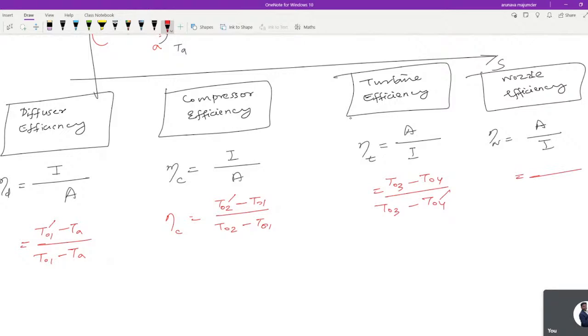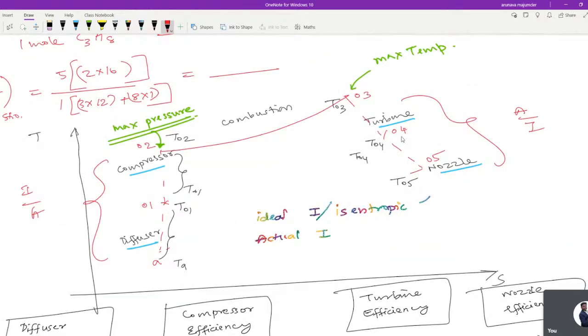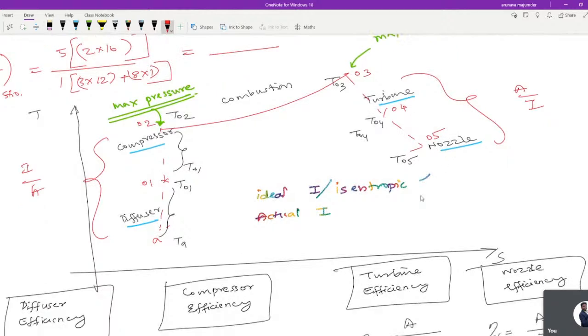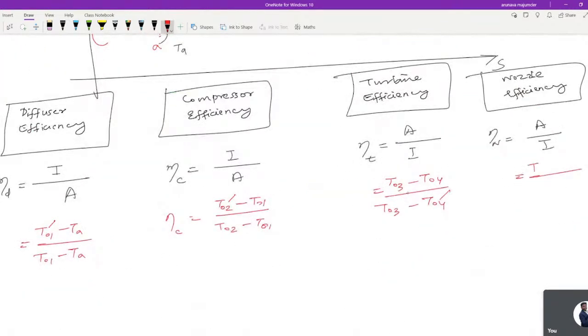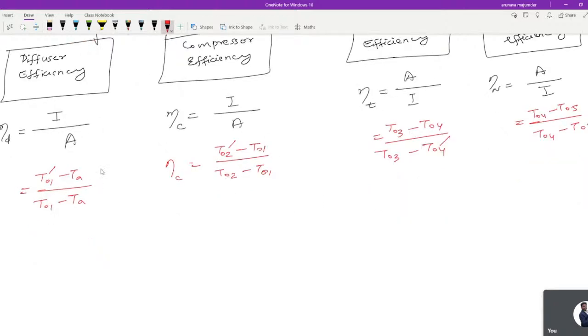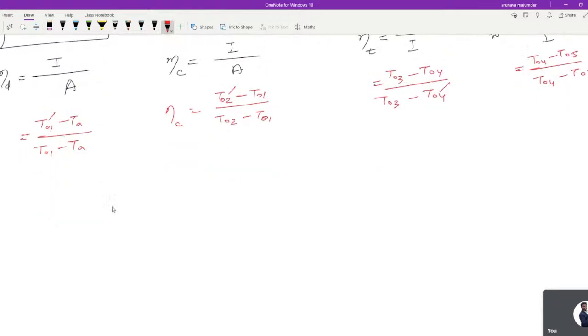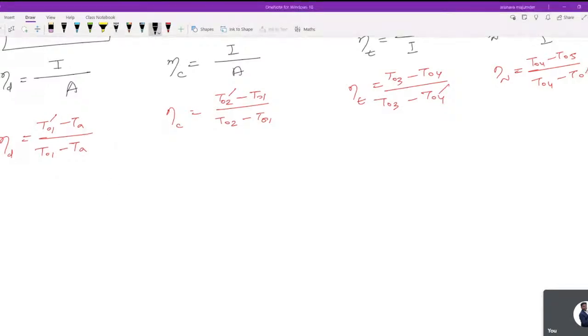Similarly, here we have the relation between T naught 4 and T naught 5. As compared with 5, T naught 4 is the maximum temperature. So T naught 4 minus T naught 5 by T naught 4 minus T naught 5 prime. I hope this equation looks very simple to understand, right? If they have provided you the temperature values, you can simply remember this trick and utilize this for the rest of your problems. Now this is a common formula to all, right? It's easy. Let me know in the chat box.